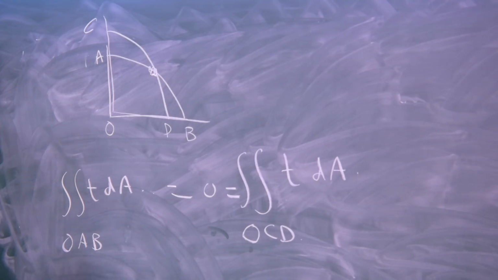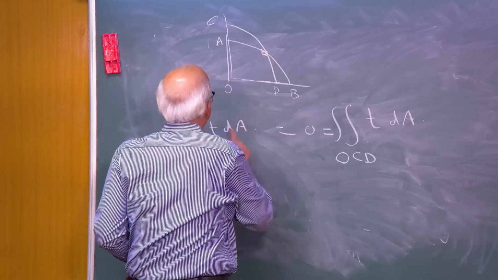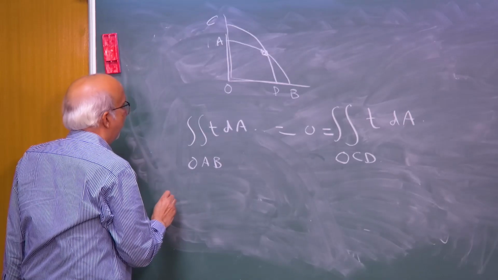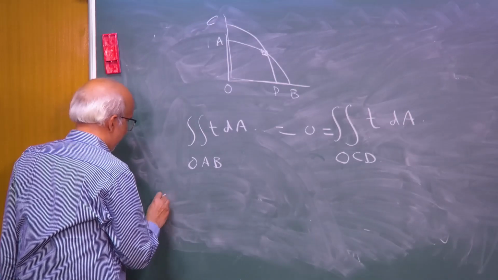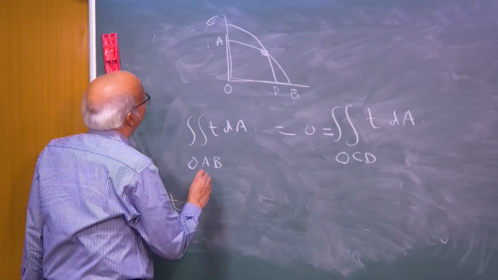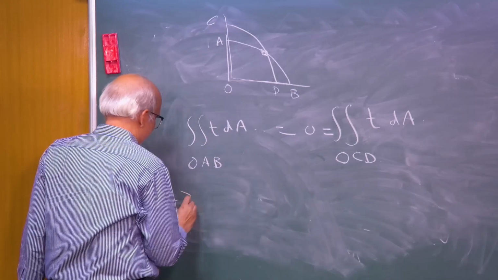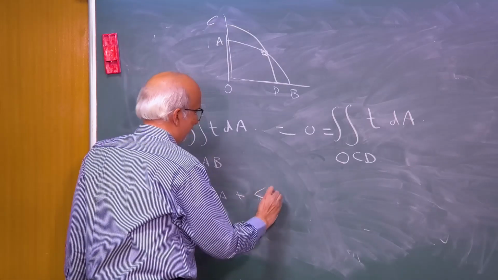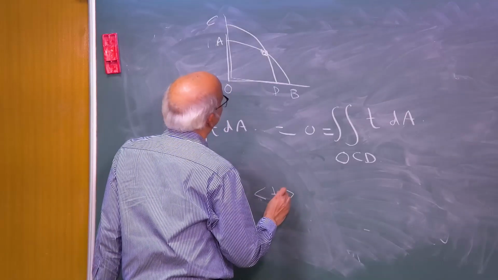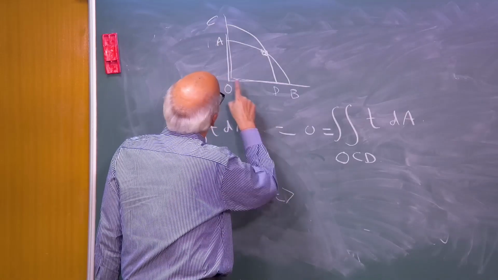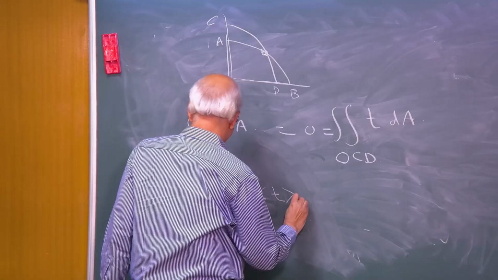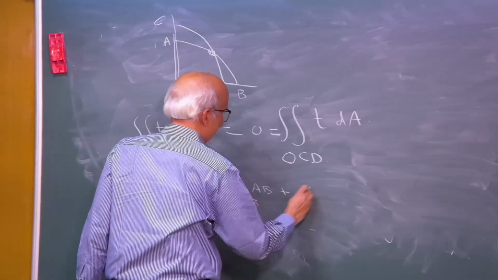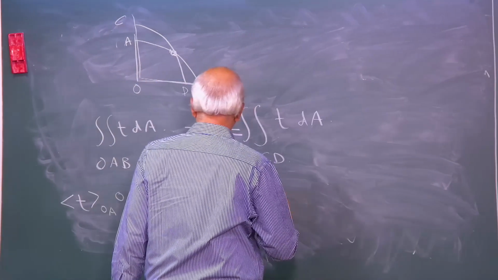So now my point is, I can write OAB as what? The average of T over OA plus the average of T over AB. Let me explain what I have done.